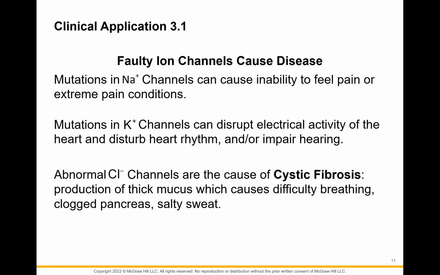And then abnormal chloride channels can actually cause cystic fibrosis. Cystic fibrosis is a genetic disorder that usually causes the production of a very thick mucus. So it can lead to issues in the respiratory system, in your pancreas, as well as reproduction issues. Usually one manifestation of someone having cystic fibrosis is very salty sweat.